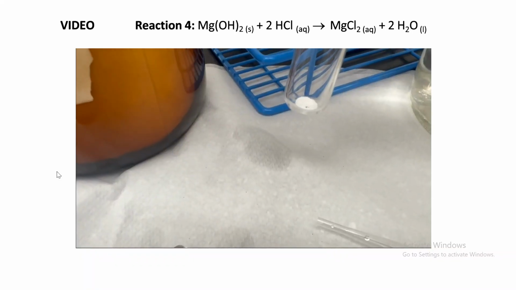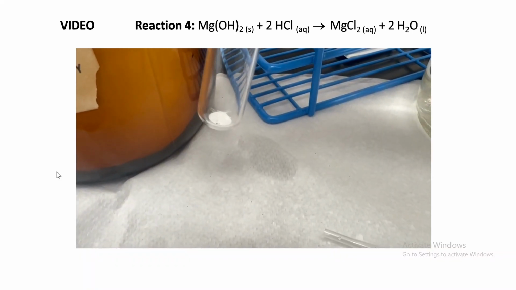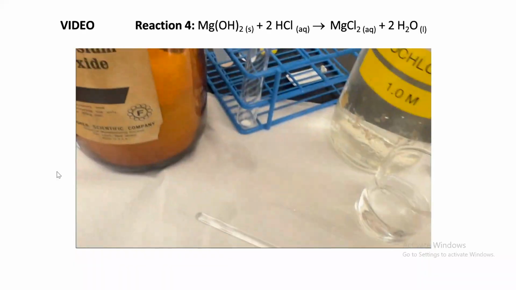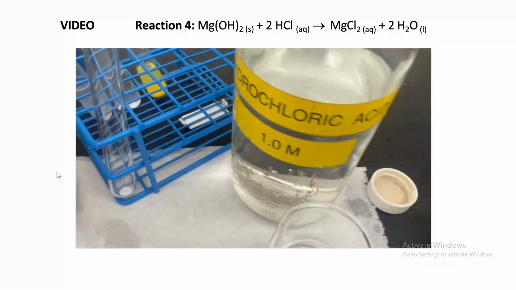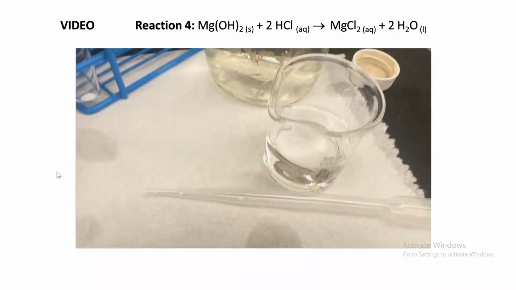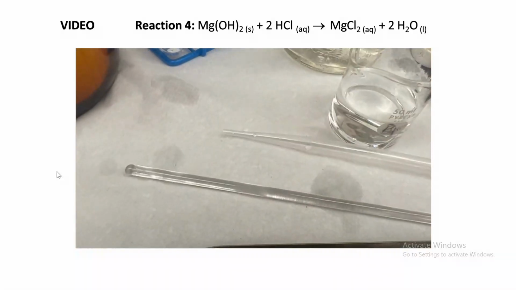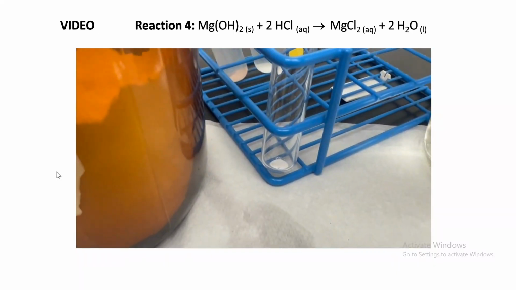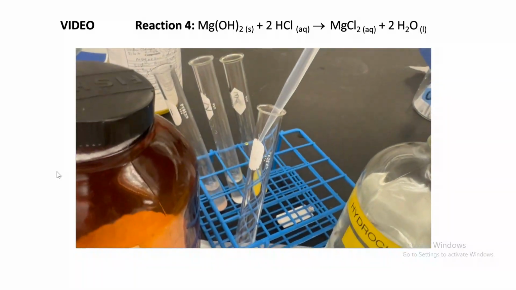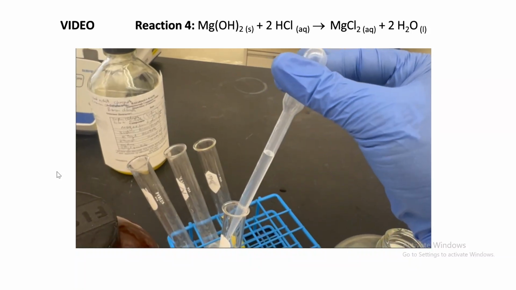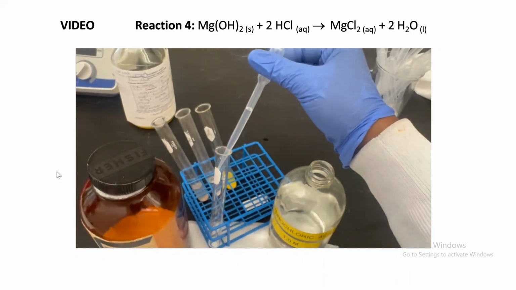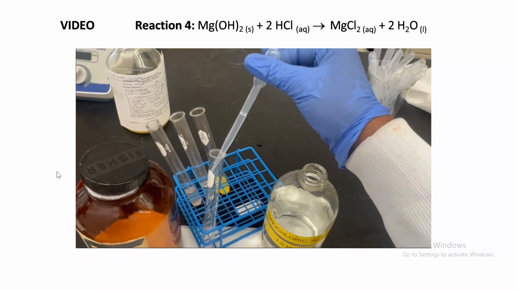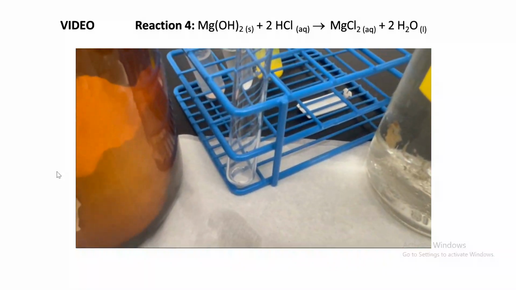So we have a solid magnesium hydroxide at the bottom. Again, the state of matter is solid. And now we are going to add the hydrochloric acid. Pipette, take some acid, and notice what happens in the reaction. So the acid now is interacting with the magnesium hydroxide, and notice.